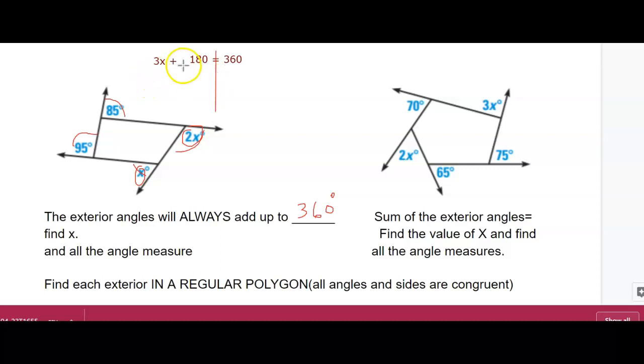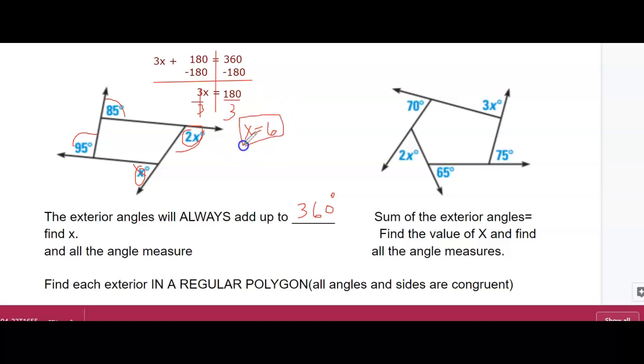Same way, I subtract 180 from both sides. Go ahead and do that, and then you divide by 3. Okay, so I have 360 minus 180 is 180, and then I'm going to divide by 3 on both sides. So what is 180 divided by 3? That's going to give you x. 180 divided by 3 is 60. So x equals 60.